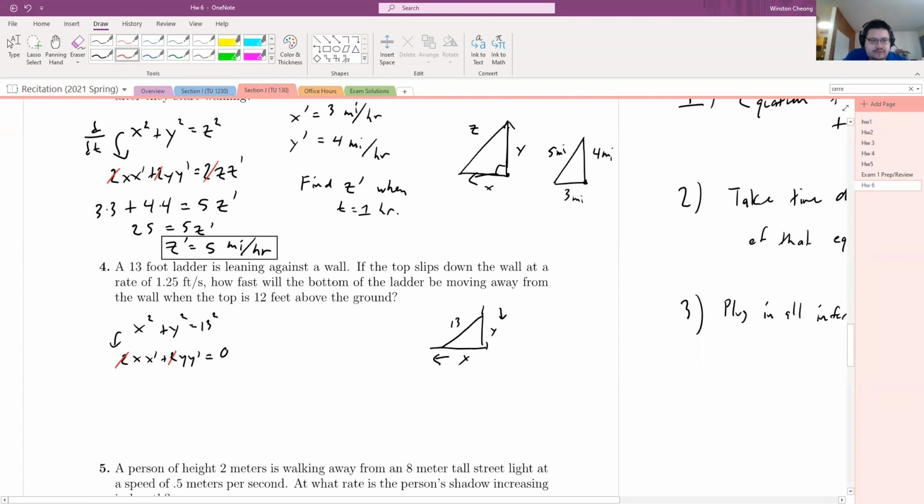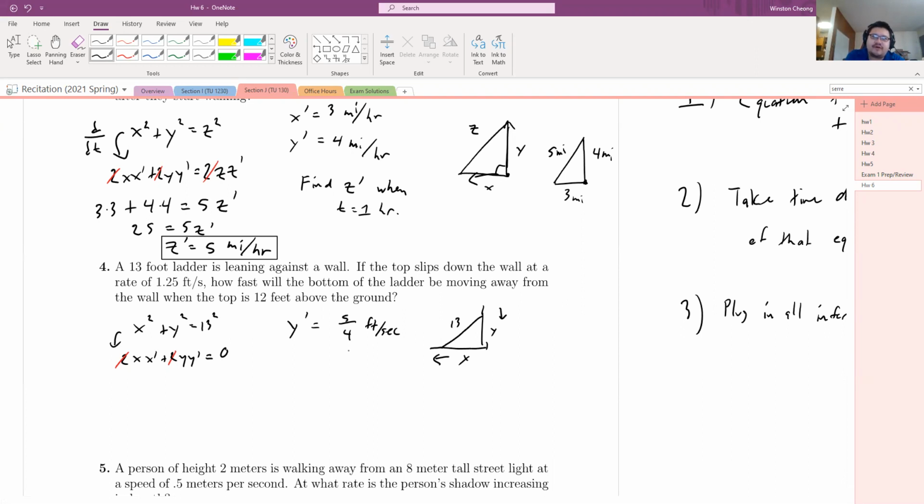Okay, so now let's read the rest of the problem. The top is slipping down at a rate of 1.25 feet per second. So y prime is equal to 1.25 feet per second. I'm going to want to turn that into a fraction, so I'm going to say that's 5/4 feet per second. Okay. So who is unhappy with what I've just done?